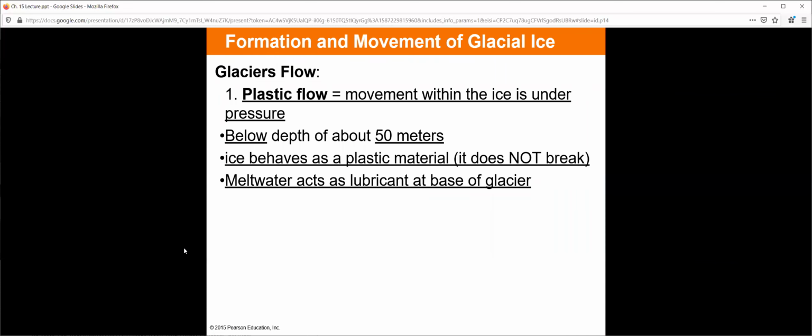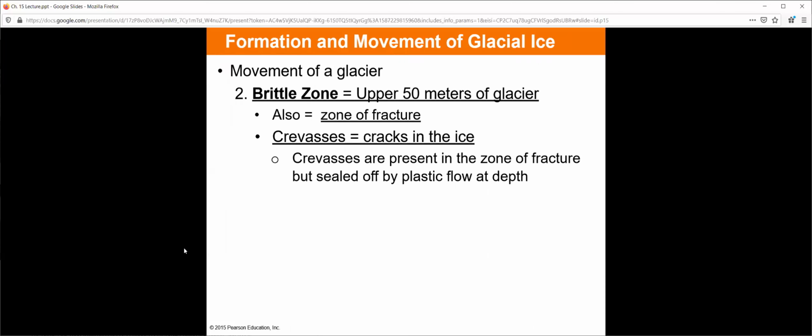So, we talked about what glaciers are. Let's talk about how they move. First thing we talk about is plastic flow, the movement within ice under pressure. This happens below a depth of 50 meters, where the ice behaves as sort of a plastic material, a ductile, not breaking material. The meltwater acts as a lubricant at the base of the glacier and moves it around.